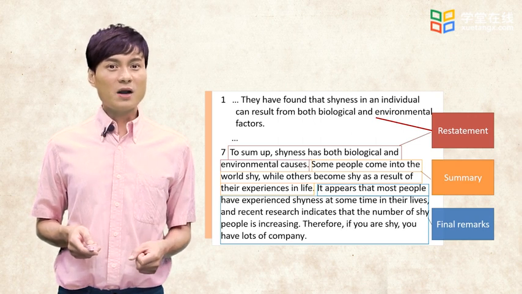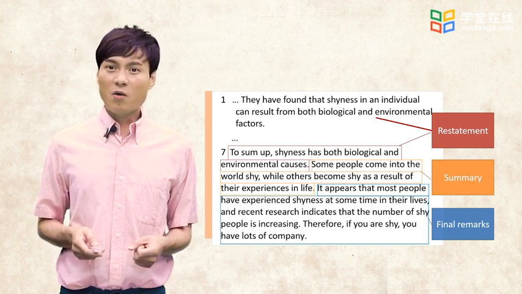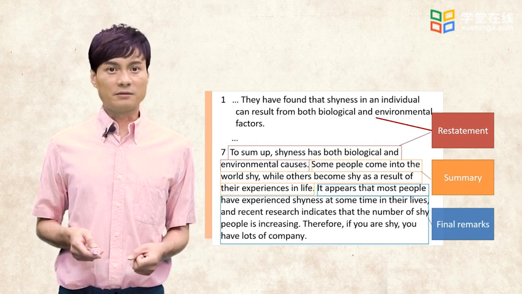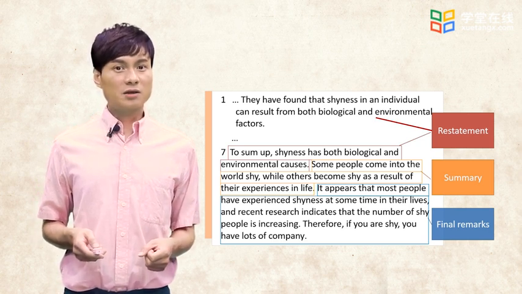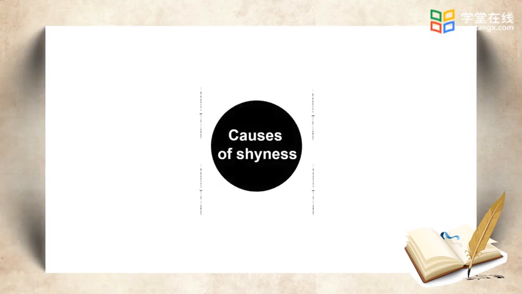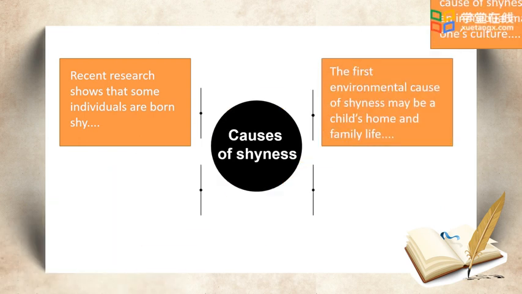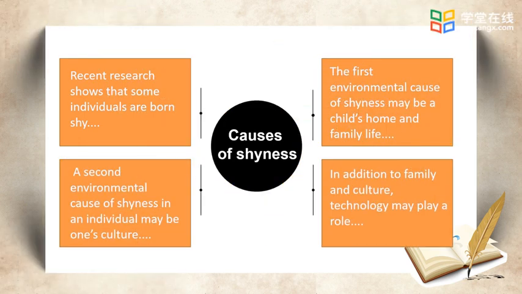Now, there's only one question left. Is it a chain organization or block organization? To answer the question, we need to look at the body again, especially the causes. There is 1 biological cause and 3 environmental causes. The biological cause is not directly linked to the environmental causes. Family, culture, and technology are 3 separate factors, and they contribute to shyness at the same time. Therefore, the essay is not a chain organization, but a block organization.